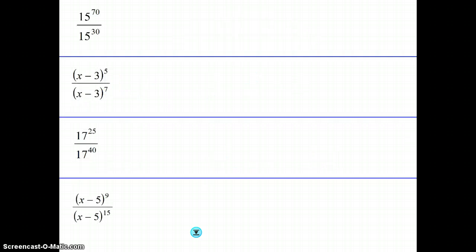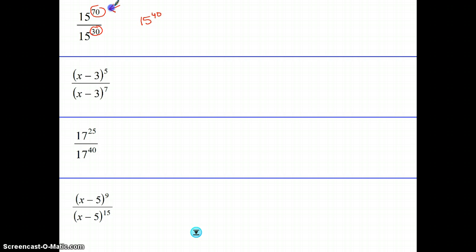We will go about these very similarly. I have the same base of 15 on the top and on the bottom. It's just like the previous slides where I had an x as a base, but now I have a number and it's 15. Subtracting the exponents, 70 minus 30 gives me 40. So I end up with 15 to the new exponent of 40.